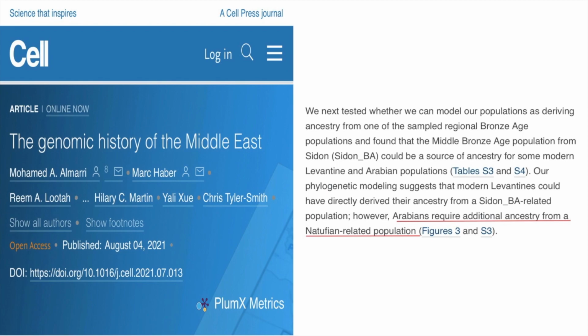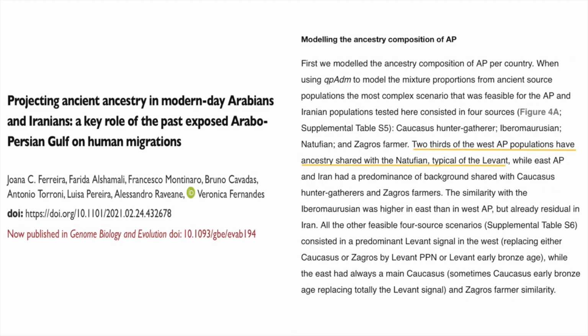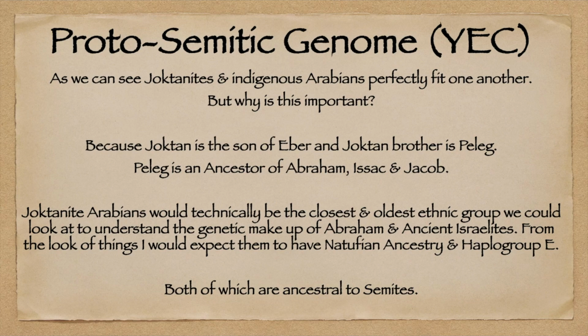Arabians require additional ancestry from a Natufian related population. And again, modern Saudi Arabian and Yemeni samples clustered tightly with the lower left quadrant overlapping with the 3 Natufian samples and were close to the Levant PPNB and the PPNC and the Levant Bronze Age samples. 2/3 of the West Arab Persian population have ancestry shared with the Natufian, typical of the Levant. As we can see, Joktonites and indigenous Arabians perfectly fit one another.